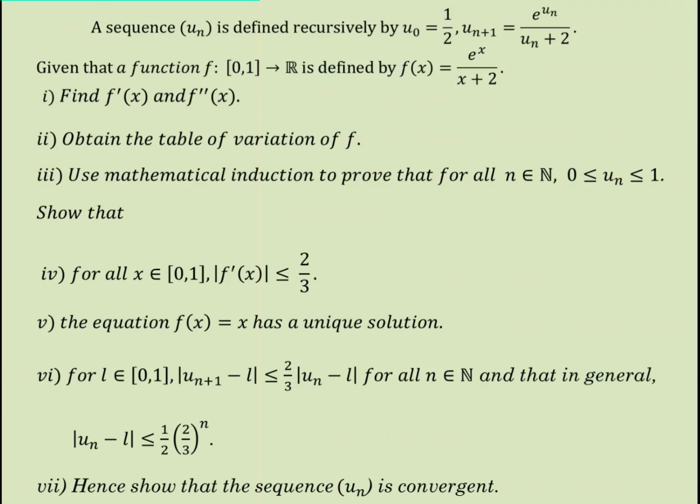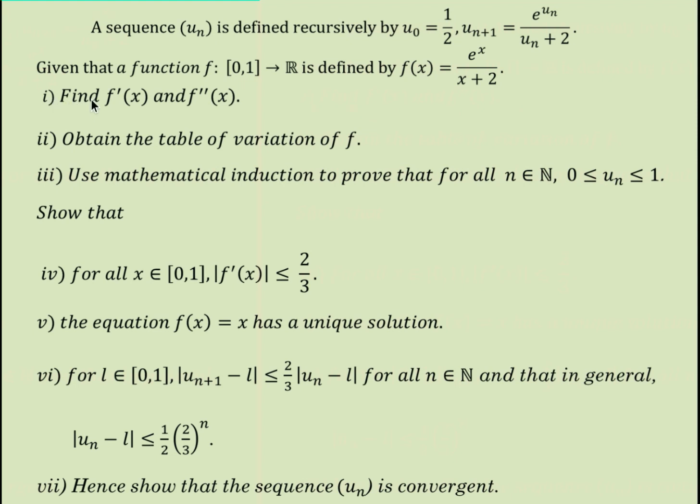Hi, in today's tutorial we'll be looking at a recursive sequence problem from the Further Mathematics paper 2 of June 2022. The question says a sequence u_n is defined recursively by u_0 equals half, u_(n+1) equals e^(u_n) all over u_n plus 2. Given that a function f is such that the interval 0 to 1 is mapped onto the set of real numbers, defined by f of x equals e^x all over x plus 2.